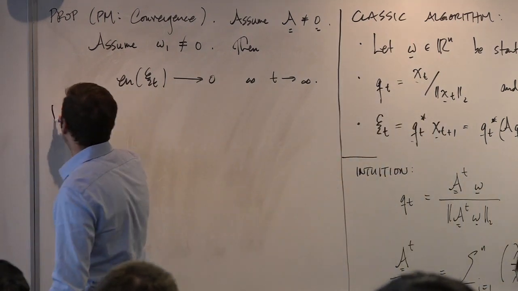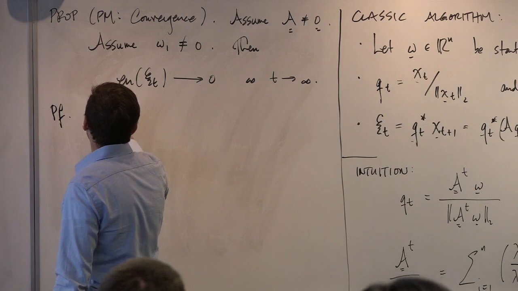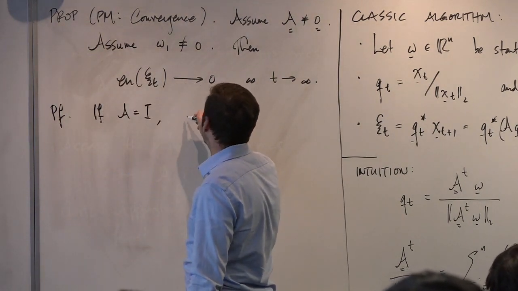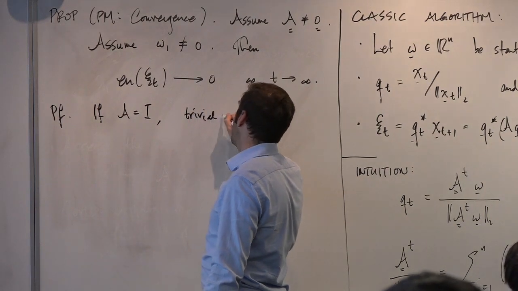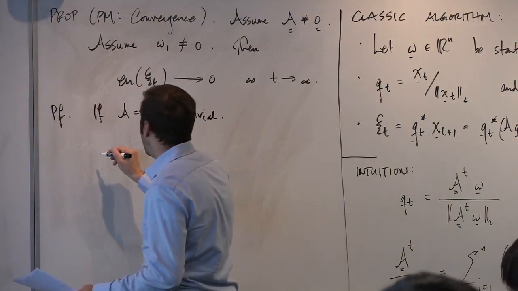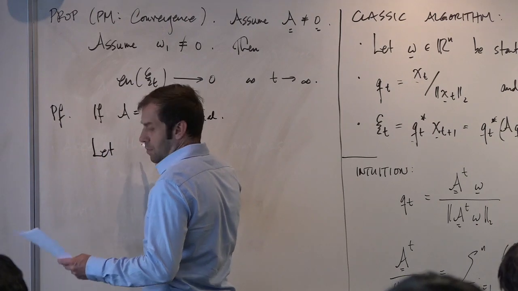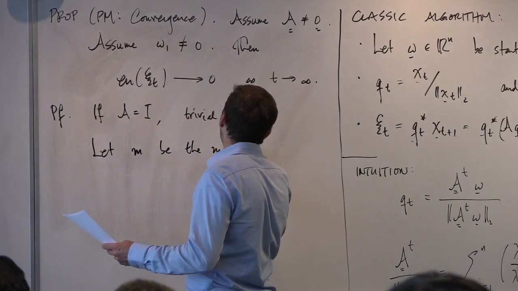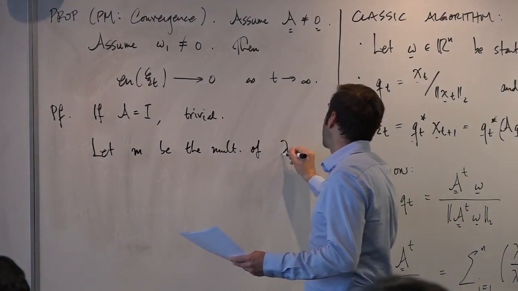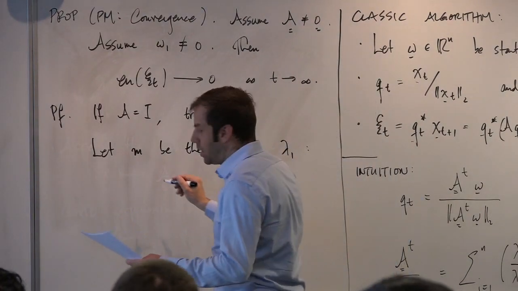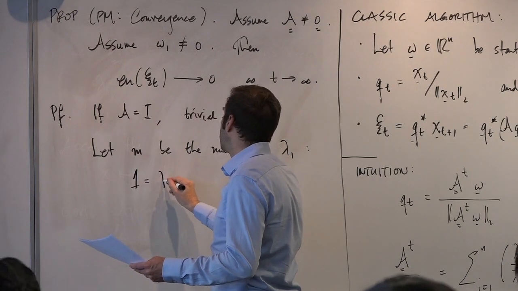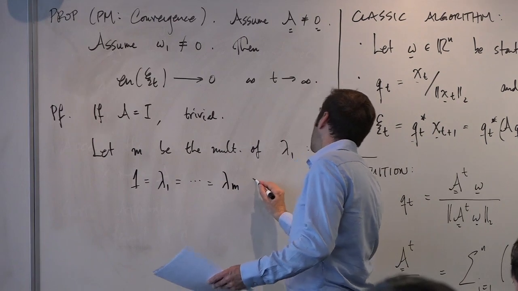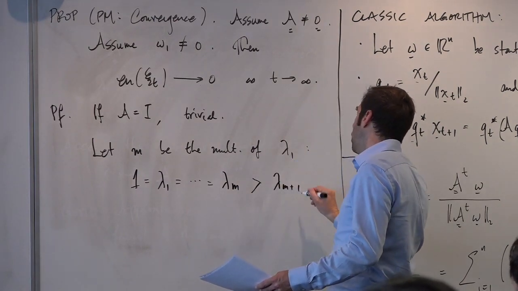Okay, so here's a sketch of the proof. If A is equal to the identity, this is a trivial result. Otherwise, we're going to let m be the multiplicity of the maximum eigenvalue. What does that mean? It means that 1 is equal to lambda_1, equal to lambda_2, equal to lambda_m, which is strictly bigger than lambda_{m+1}.